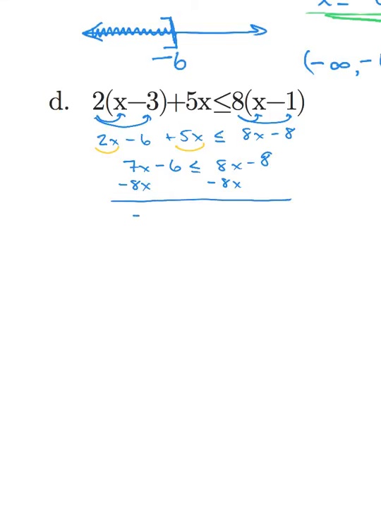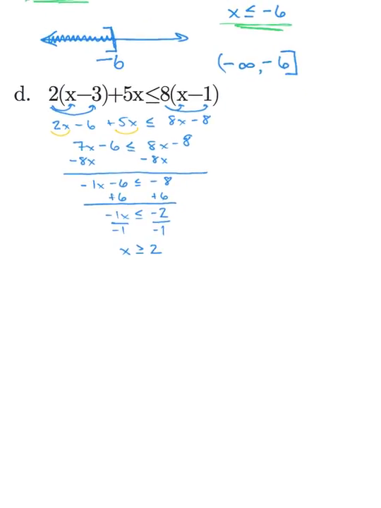We get negative 1x minus 6 is less than or equal to negative 8. I can add 6 to both sides to get my x's by themselves. We get negative 1x is less than or equal to negative 2. And finally, divide by negative 1. Since we divided by a negative number, I do want to flip my inequality sign, so this is going to be x is greater than or equal to 2.